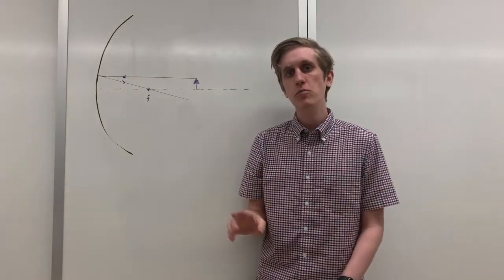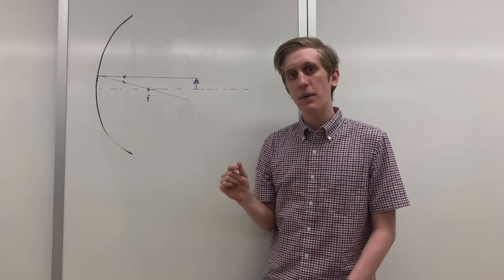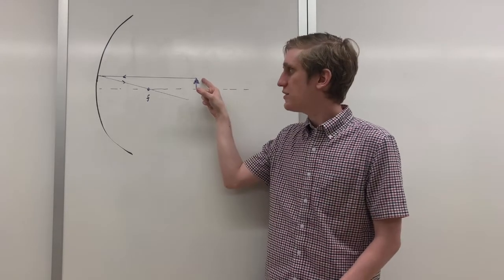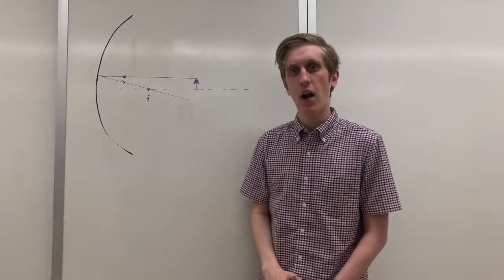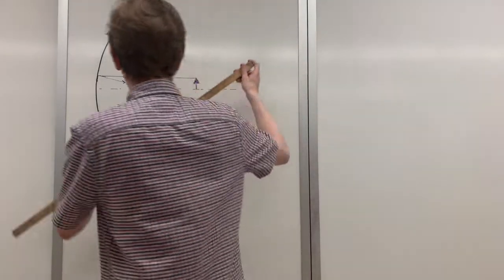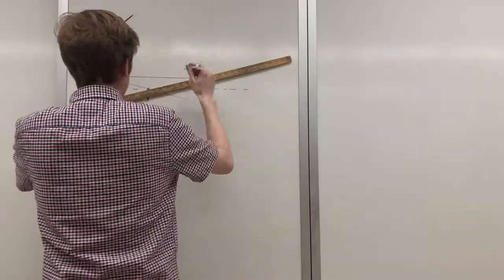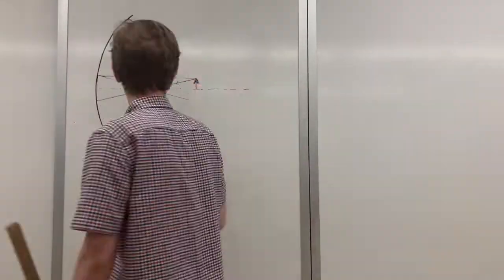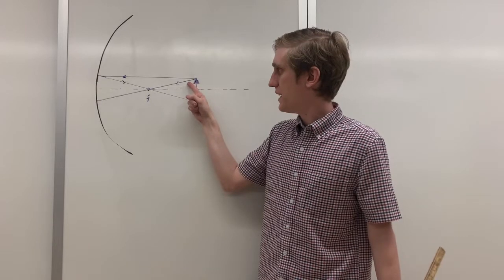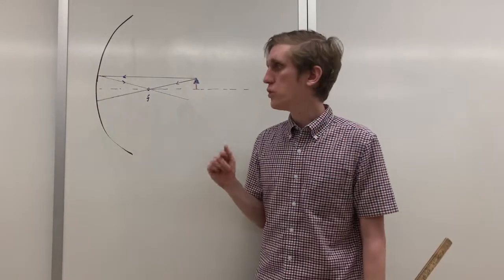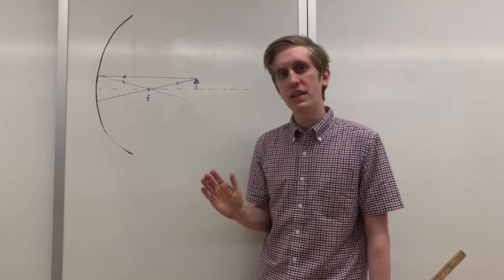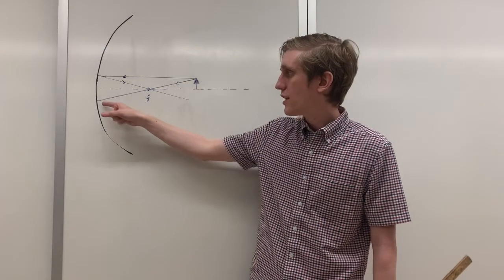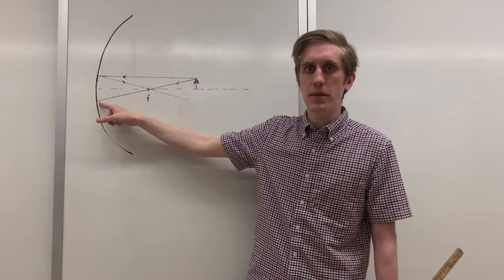Let's do two more light rays. The next light ray we're going to do is one that leaves the tip of this arrow and passes through the focal point before reflecting off the mirror. So we're following this ray of light here. What direction do you think it will travel after bouncing off the mirror? To figure this out, let's just draw the line that is perpendicular to the mirror here.